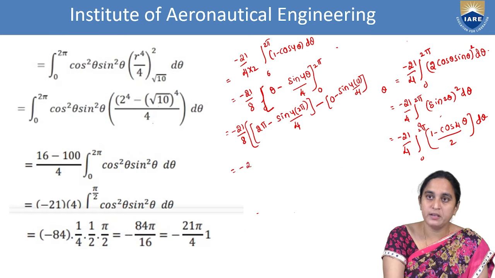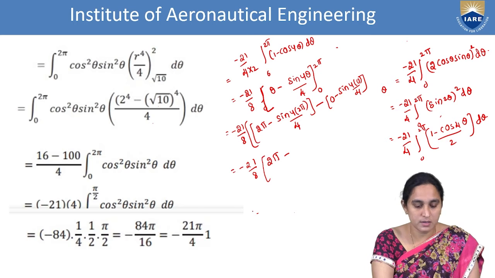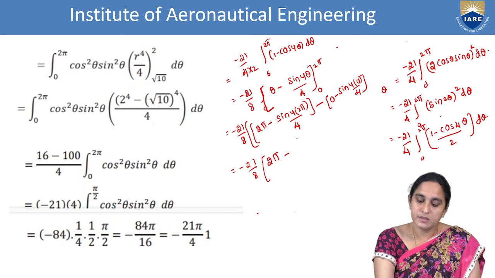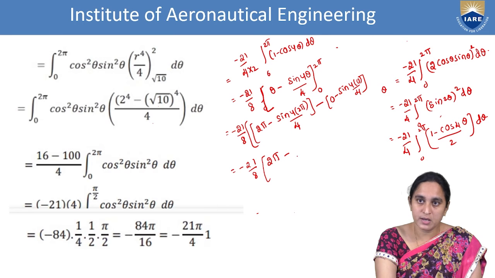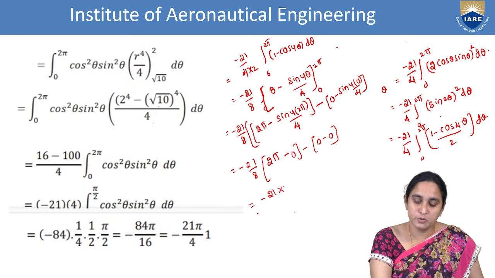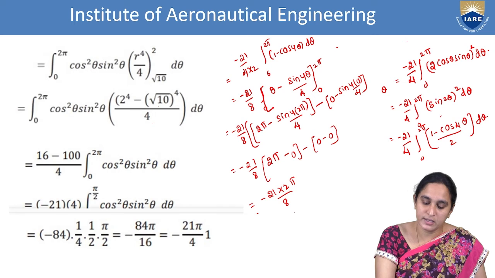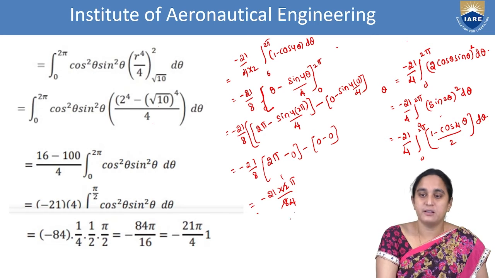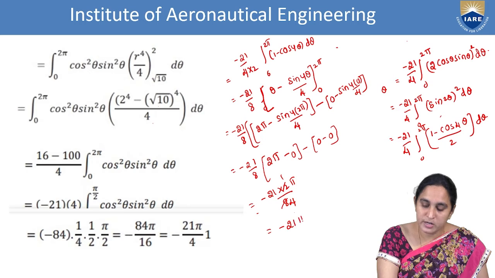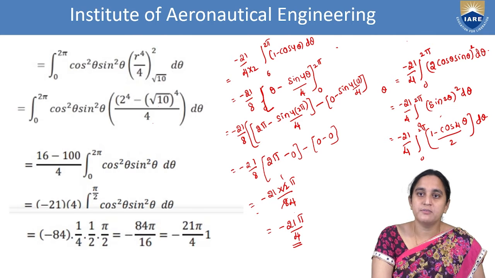From that, minus 21 by 8 into 2 pi, minus sine of 0. Sine 8 pi value is 0, so minus 0 minus 0. That is minus 21 into 2 pi by 8. Here 2 ones are 2, 2 fours. Therefore, the final answer here is minus 21 pi by 4. This is the final answer.